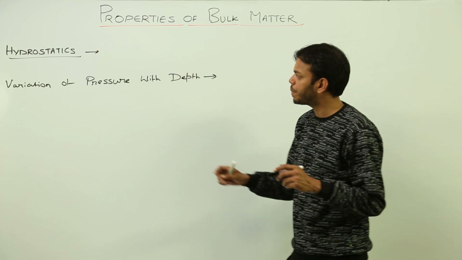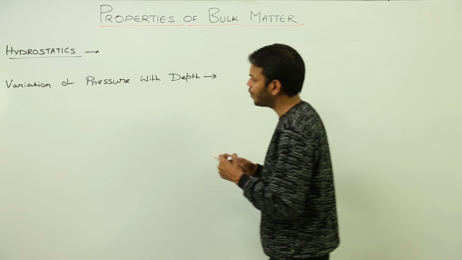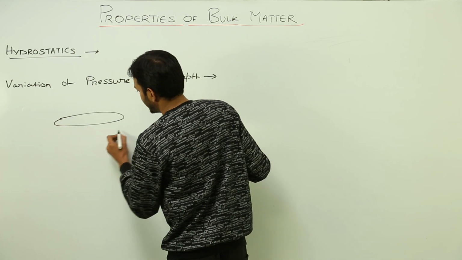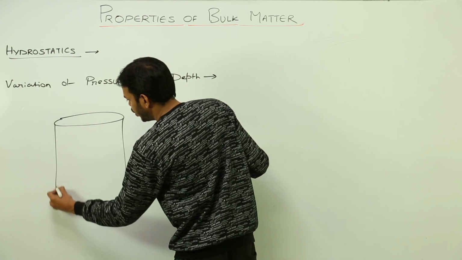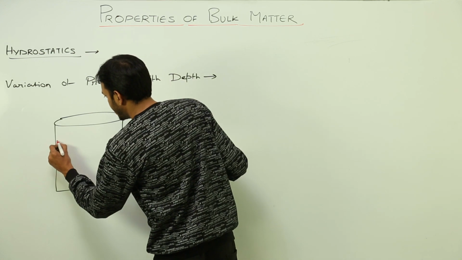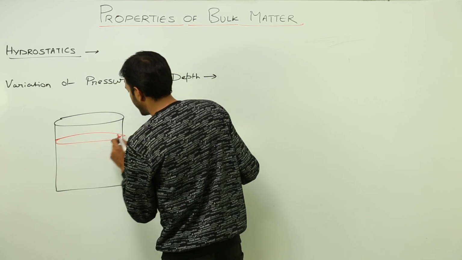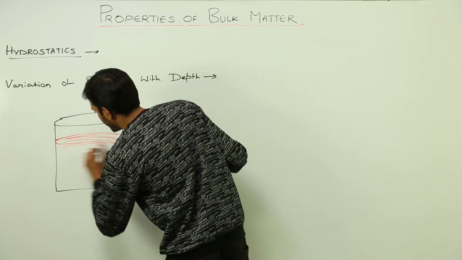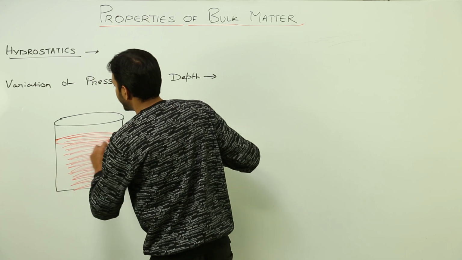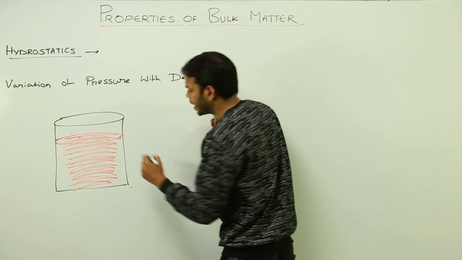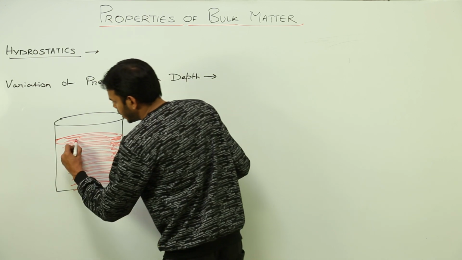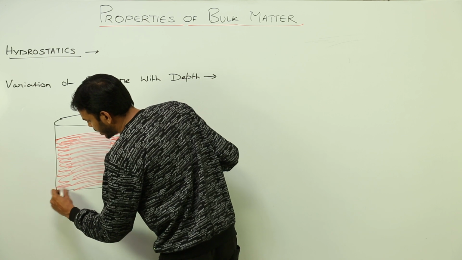To understand the concept of variation of pressure with depth, consider this vessel in which we are going to place a liquid. Let's say the liquid is filled up to this level. This vessel is filled with liquid and our whole orientation is towards finding the pressure inside the liquid. So see what we are doing.